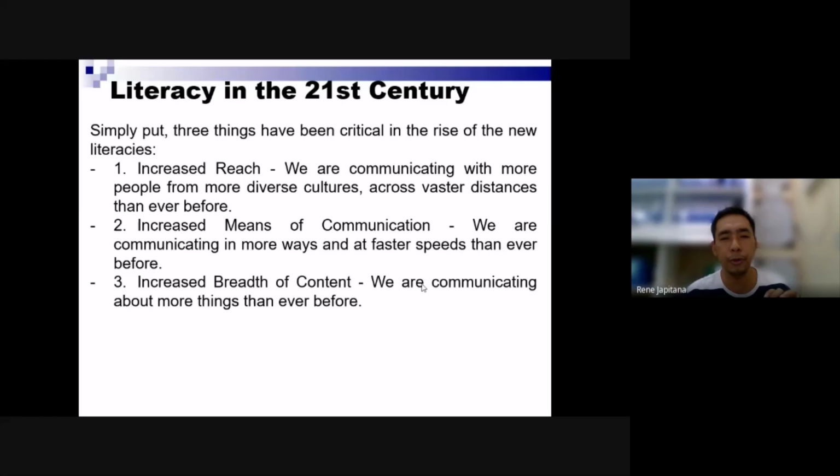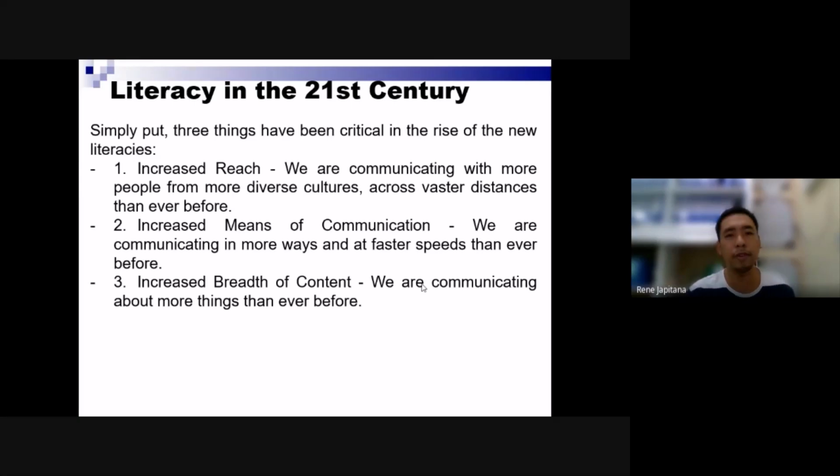But as of today, we are living in the 21st century, in the contemporary world, where the shift of ideas when it comes to literacy has provided three things critically. The first one, increased reach. We are communicating with more people, from more diverse cultures. So communication is very important.